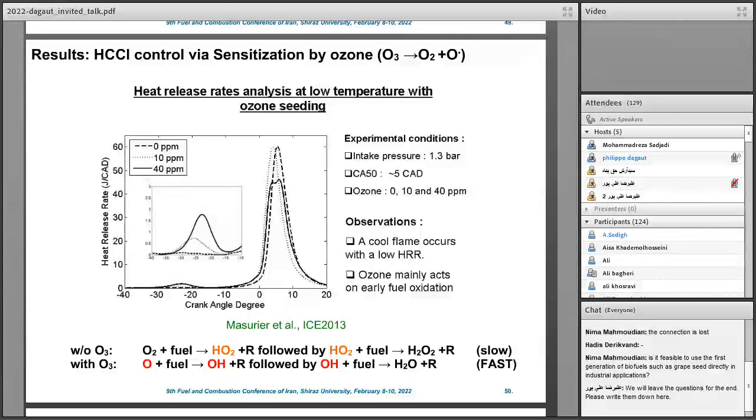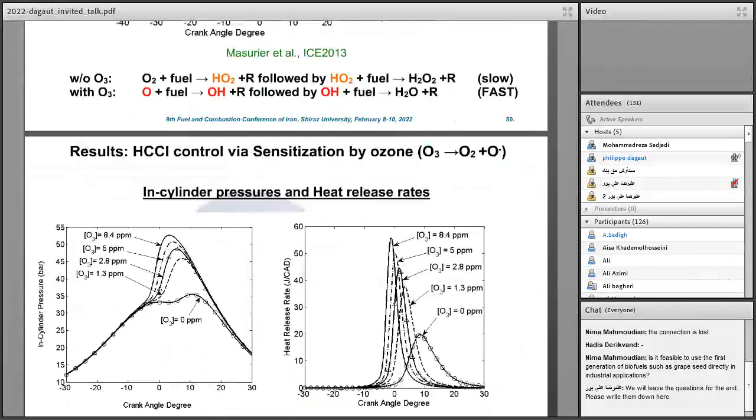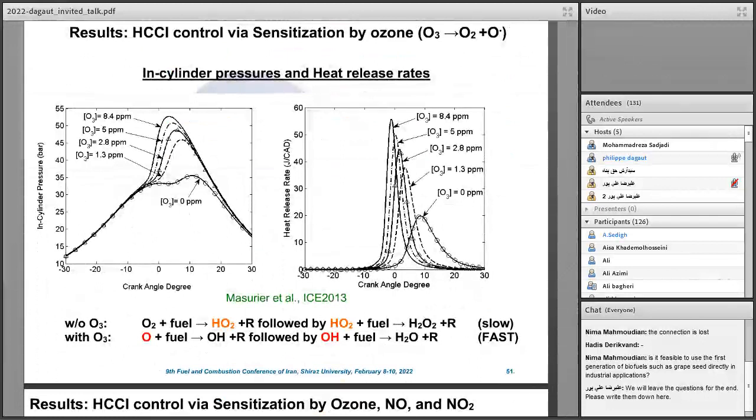Because ozone, when it enters the engine, will decompose and produce an oxygen atom, which reacts readily with the fuel, produces an OH radical, which is a very reactive species, which also attacks the fuel and produces another radical here. So it's a fast process. So that explains what we observed here. And these are examples of the impact of increasing the ozone concentration on ignition. Here we recorded the in-cylinder pressure as a function of crank angle.